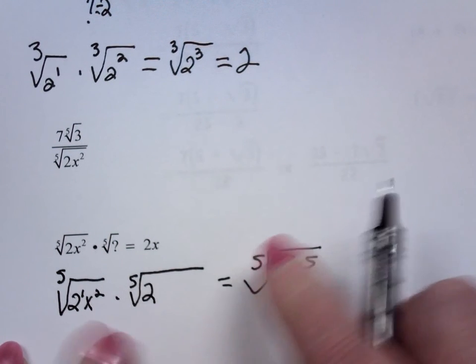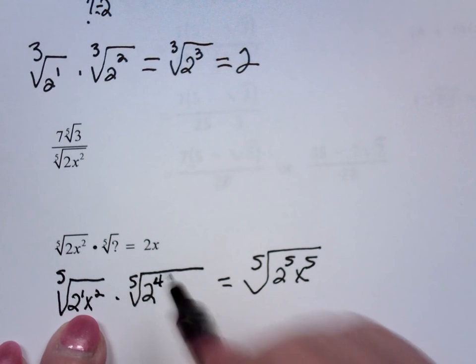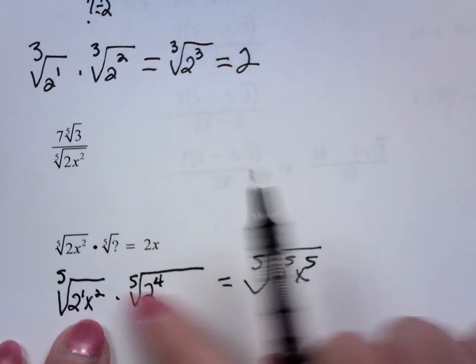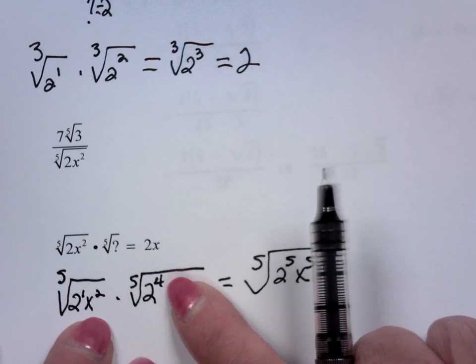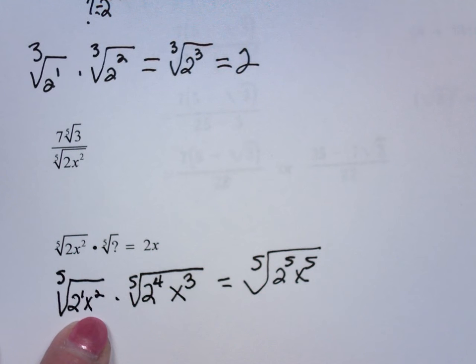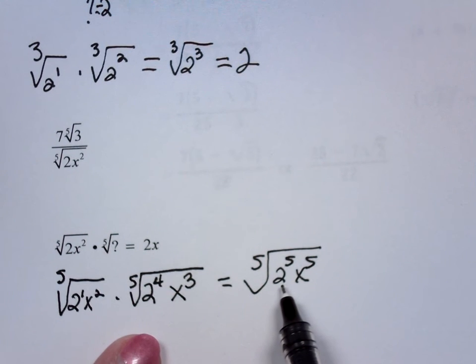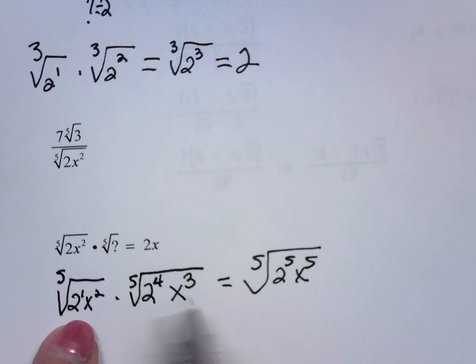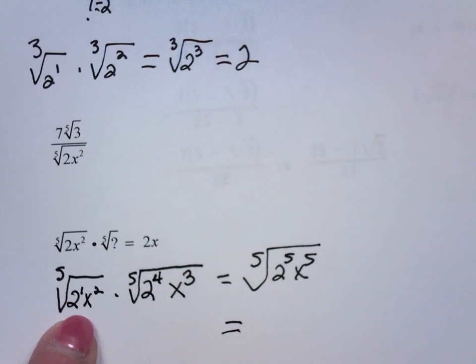2, and I've got 1. How many 2's do I need? I have 1. I need 4 to give me 5. How many x's do I need? 3 to give me 5. So 2 to the 1 times 2 to the 4 is 2 to the 5. X to the 2 times x to the 3 is x to the 5. And the fifth root of 2 to the 5, x to the 5 is 2x.